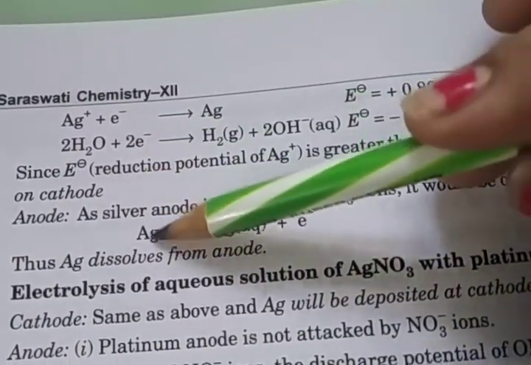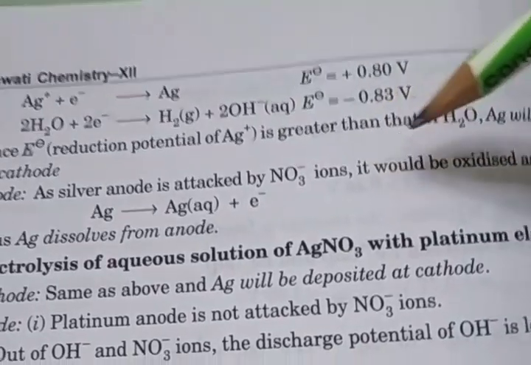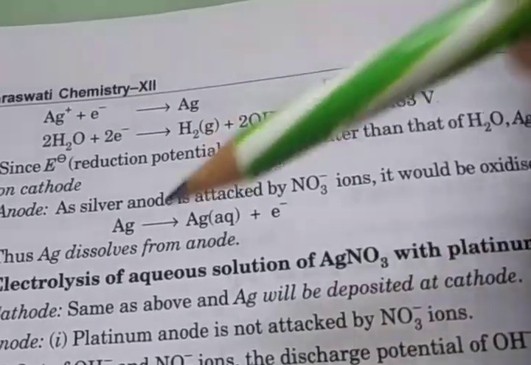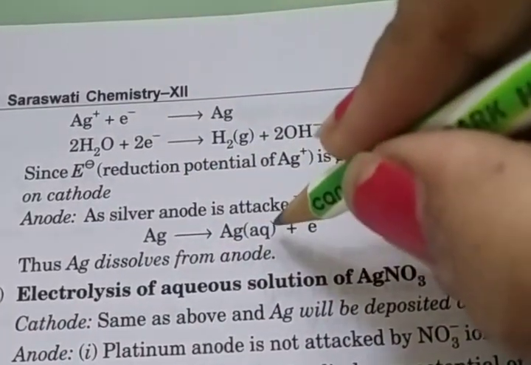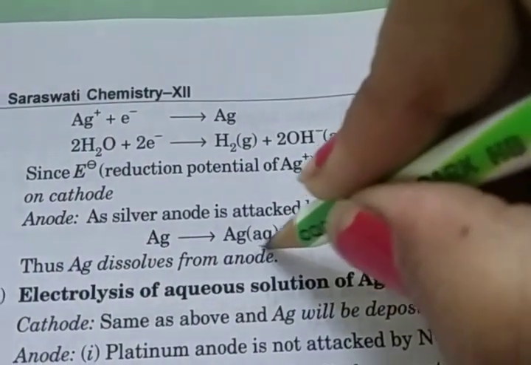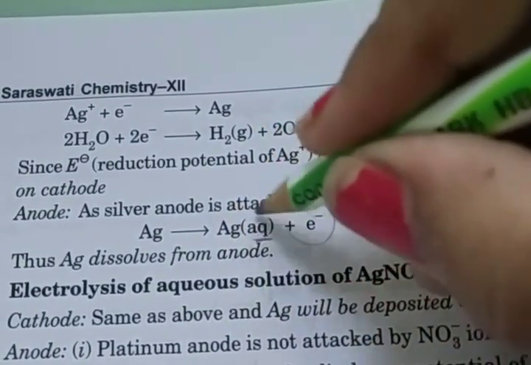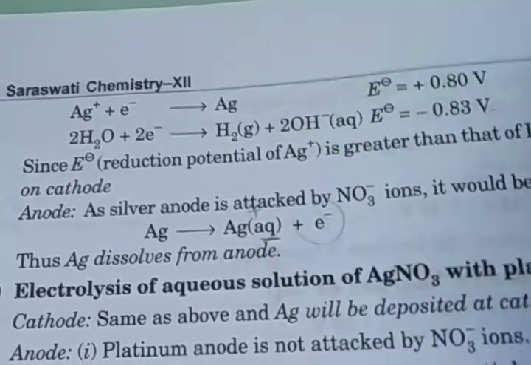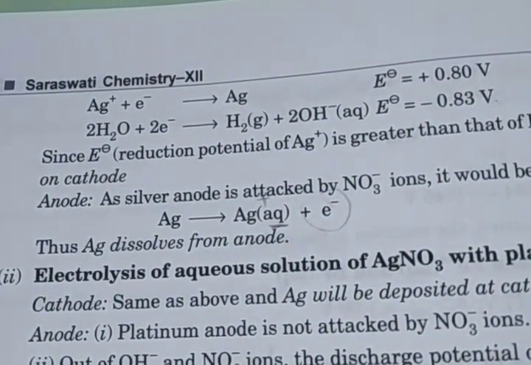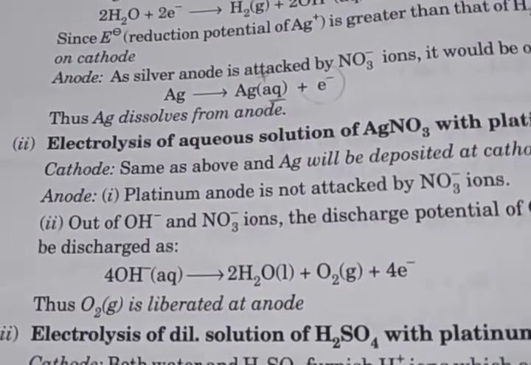Clear? And at the anode, the silver anode is attacked by nitrate ion, NO3-, so it would be oxidized. So Ag converts into Ag+. Here you see aqueous is given, that means only loss of one electron, but this is Ag aqueous. So it dissolves from the anode. So Ag dissolves from the anode.